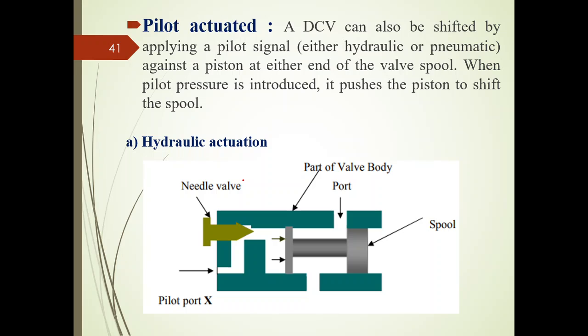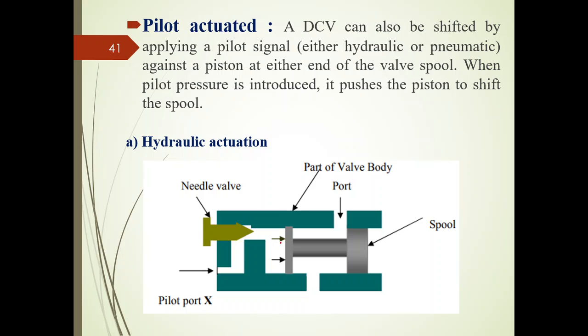And next, I can also actuate the position of a direction control valve with the help of a pilot signal. The pilot signal may be a hydraulic pilot signal or a pneumatic pilot signal. Right? In the case of hydraulic actuation, we will be using hydraulic pressure in order to actuate the position, right?